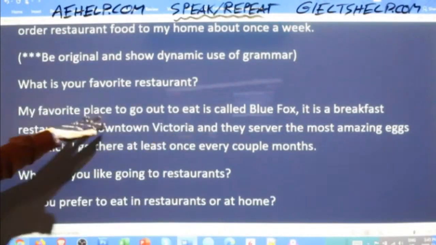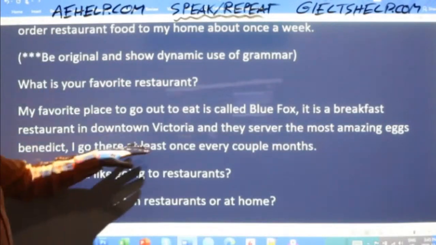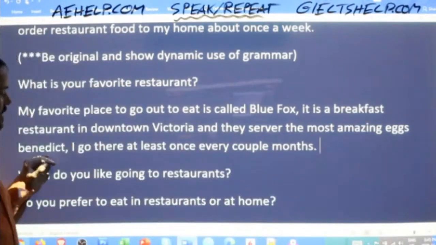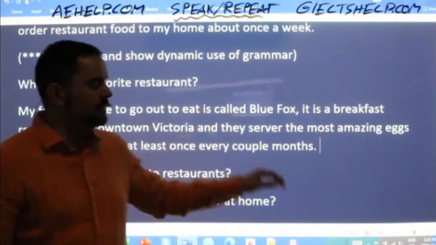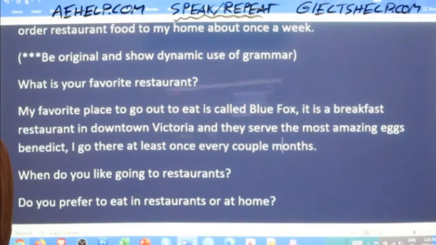So my favorite place to go out to eat is called Blue Fox. It is a breakfast restaurant in downtown Victoria, and they serve the most amazing eggs Benedict. I go there at least once every couple of months. And it's true. If you're ever in Victoria, go to the Blue Fox. You have to sometimes wait in line. It's quite a busy place, but not these days, I'm sure. And they have really good breakfast food.